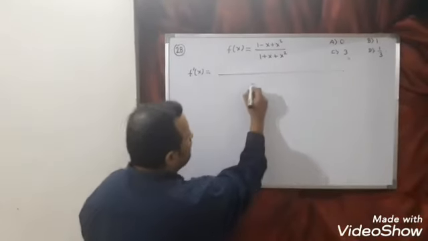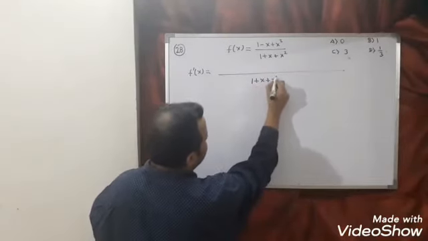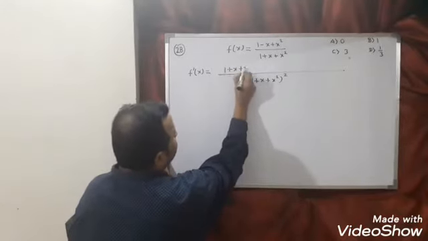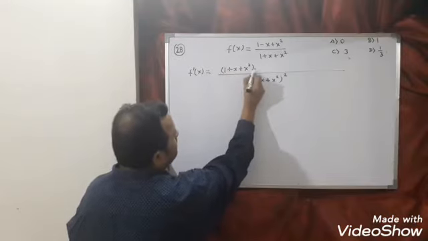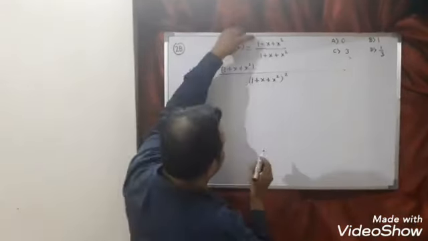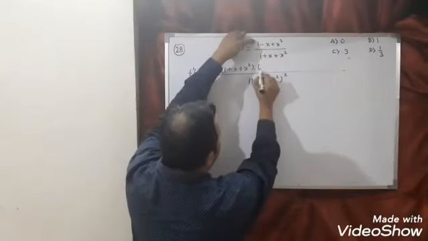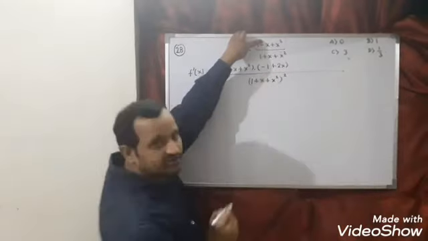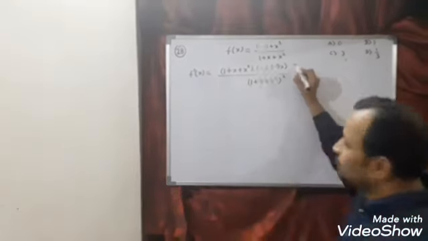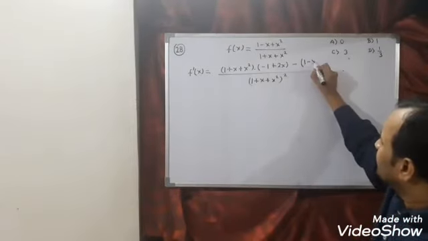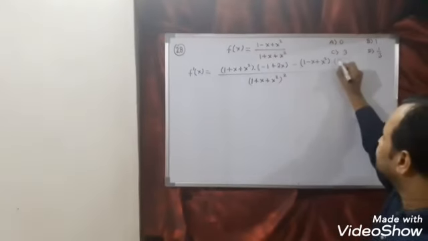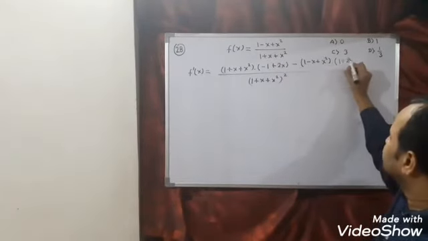So the division rule is saying what? Denominator square. Denominator, so 1 plus x square, denominator into differentiation of numerator. Differentiation of 1 is 0, and differentiation of minus x is minus 1, plus differentiation of x square is 2x, minus numerator, which is 1 minus x plus x square, into differentiation of denominator. Differentiation of 1 is 0, x is 1 and x square is 2x.